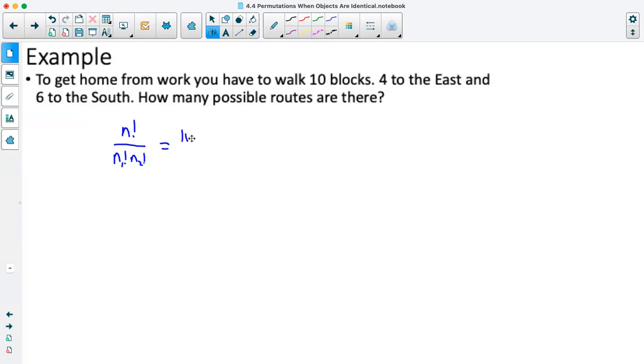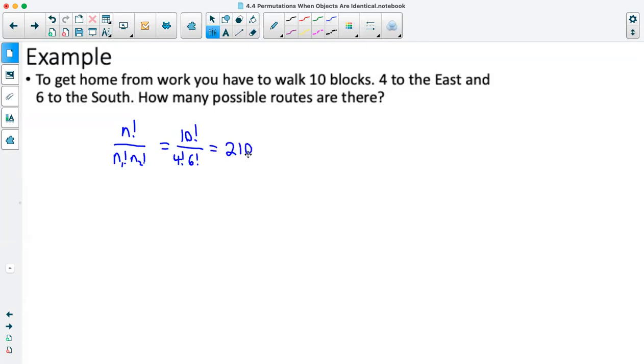So that gives us 10 factorial over, and it doesn't matter which one's n1 and which one's n2, but we've got 4 to the east and 6 to the south. So you've got 10 factorial over 4 factorial times 6 factorial. And that gives us 210.